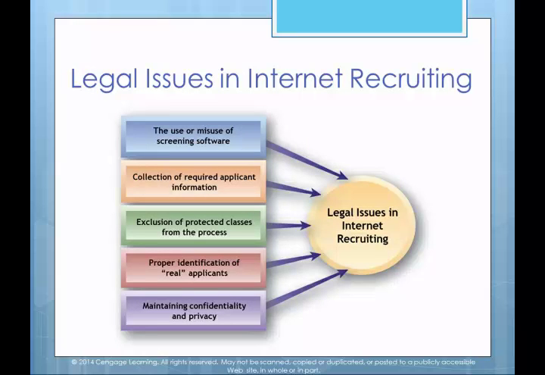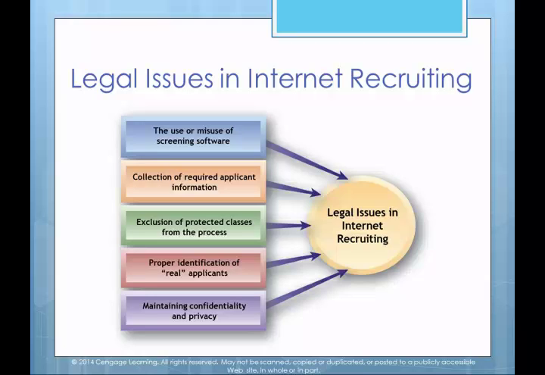Now, legal issues in internet recruiting. This is really important for us to understand: the use or misuse of screening software. You've got to avoid using it just to avoid looking at thousands of resumes. When companies use screening software to avoid looking at thousands of resumes, the rejections they produce should really be based on the qualifications needed for the job. So you've got to make sure you're using your screening software appropriately.